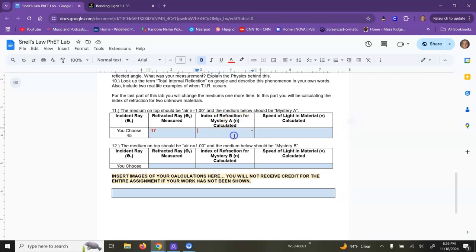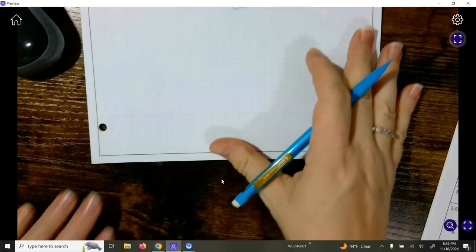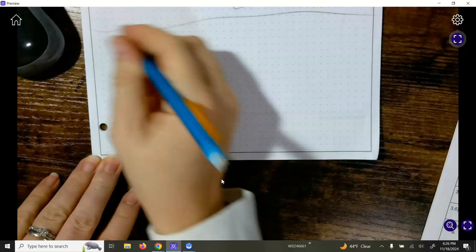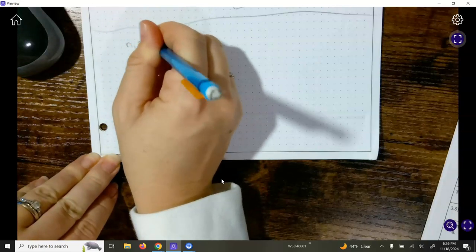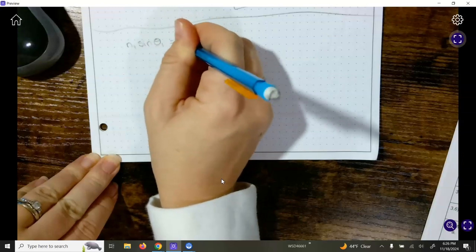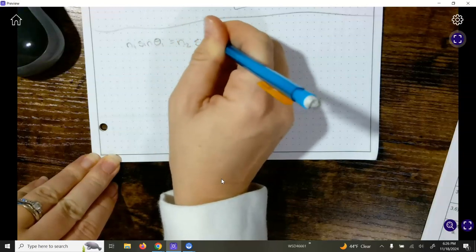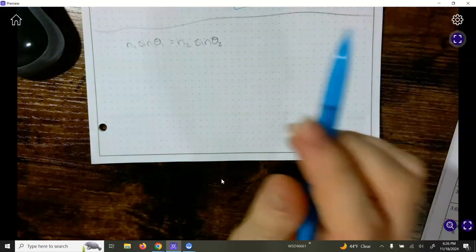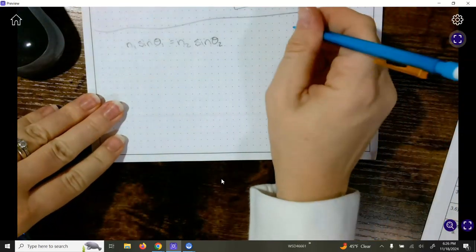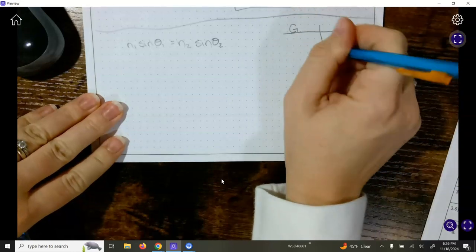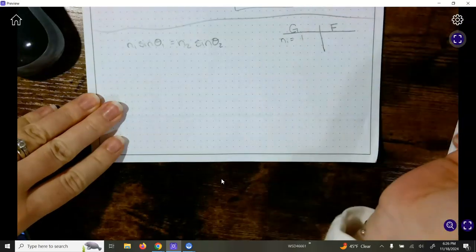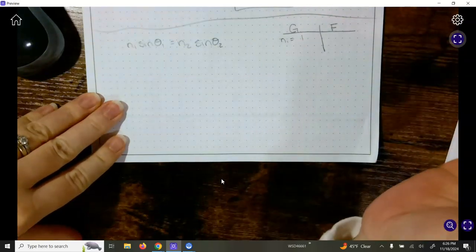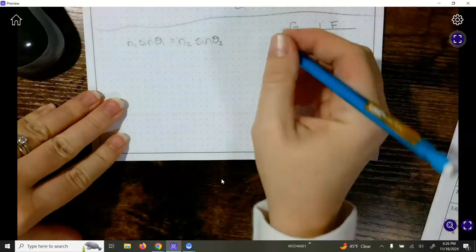I'm looking for n. That is my unknown. So let's go over here and let's actually use Snell's law, okay? So Snell's law, remember, is n1 sine of theta 1 equals n2 sine of theta 2. Well, if I were to make a given and find list from the information I have from my lab, I actually know that n1 for air is 1. And it has no unit. It's just a coefficient, okay?